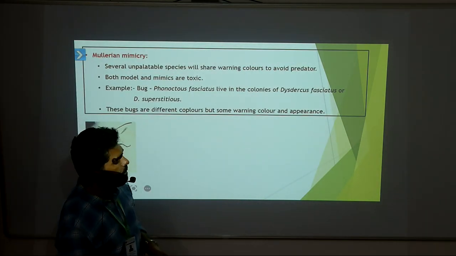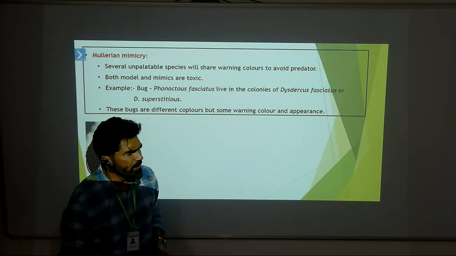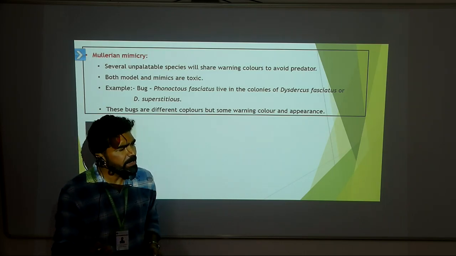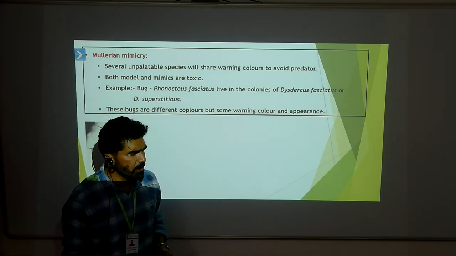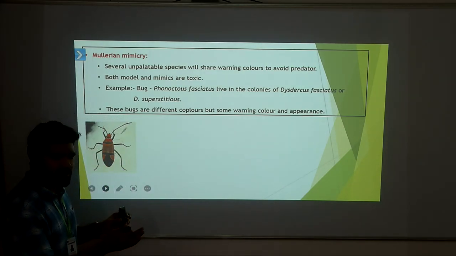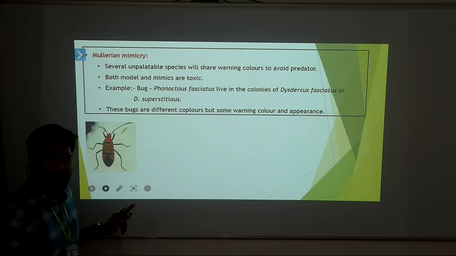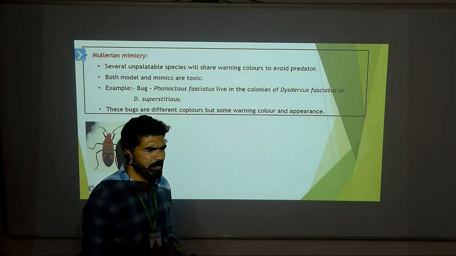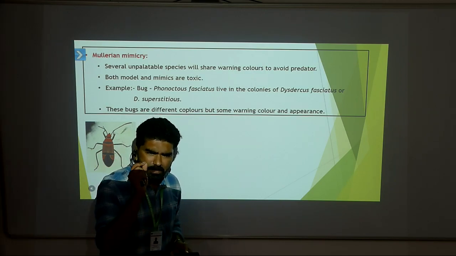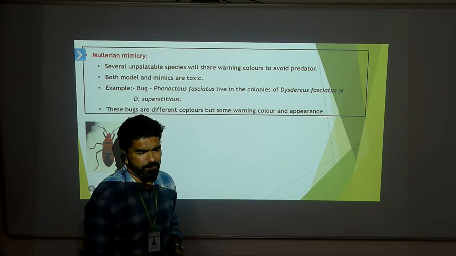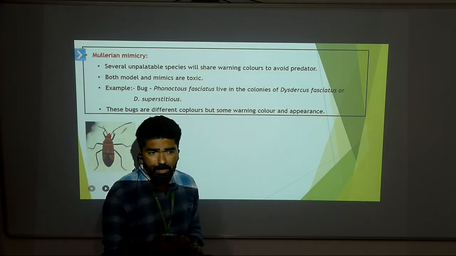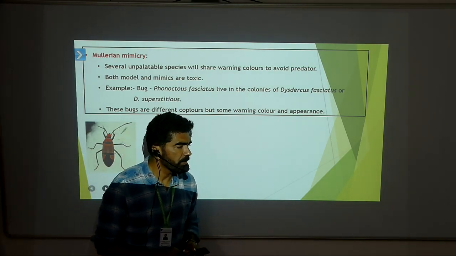Then next one is Mullerian mimicry. Okay, this is where several unpalatable species share warning colors to avoid predators. Okay, so when you see this animal, very bright colors are present on its body. Because of the bright color, the predator assumes that that particular prey has a poison. So this unpalatable species will be avoided by the predators.